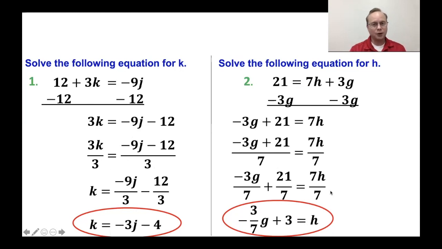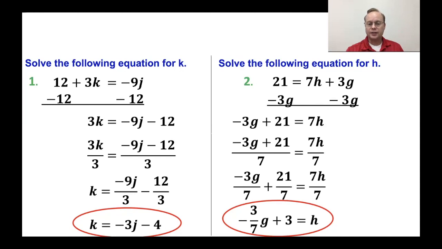Number 2 was not quite as gentle, but number 2 is extremely important, and it still works the same, right? We're doing basically the same thing. I needed to get h all by itself, so I get rid of this 3g, and the way I do that is subtract 3g from both sides. Then eventually I'm going to divide by 7, and as I divide by 7, I have to divide both sides by 7.